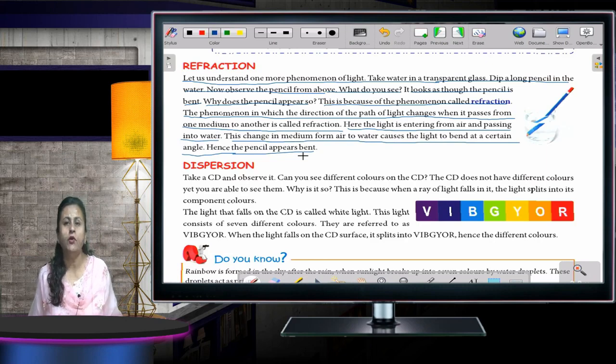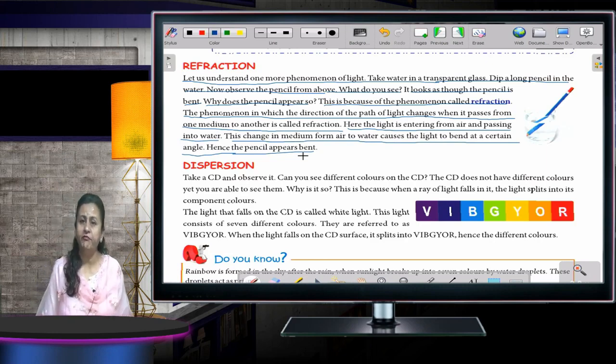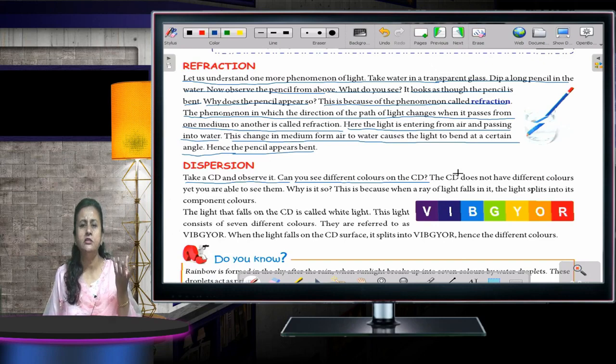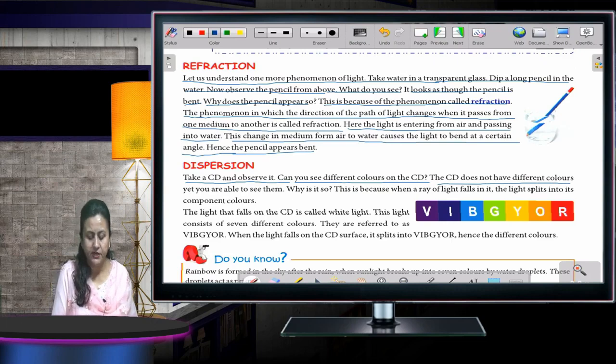Fine. Now, what is dispersion? I hope refraction is clear to you. We will talk about dispersion now. Take a CD and observe it. You can see different colors on the CD. You take any old CD and you will see a lot of colors on that. Why is it that? The CD does not have different colors, yet you are able to see them. Why? This is because when a ray of light passes in it, the light splits into component colors.